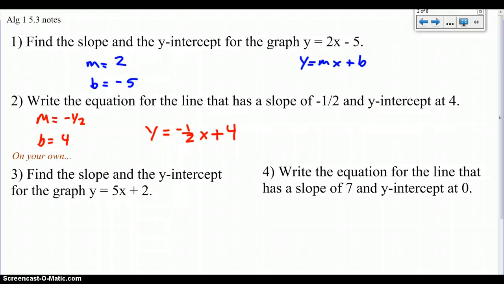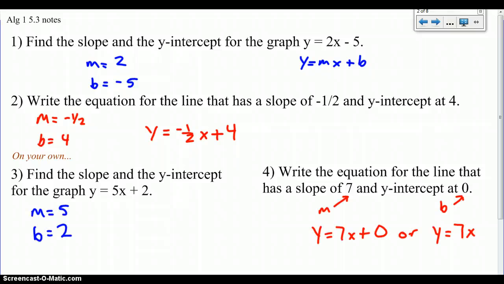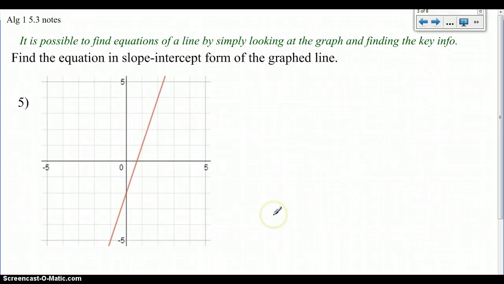All right, pause the video and do 3 and 4 on your own. Okay, now you can compare your answers to mine. Hopefully you got the same results. If not, take a look at mine and see where you went wrong. Onward. All right, find the equation in slope-intercept form of the graphed line.